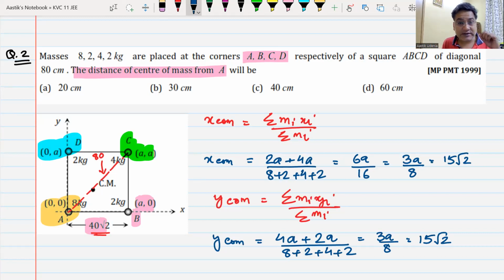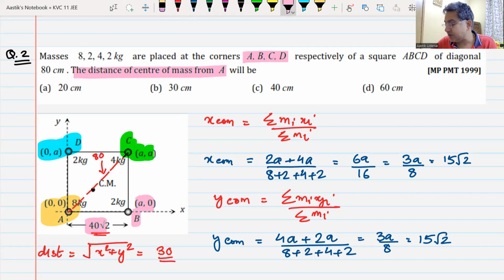I have to find out the distance of the center of mass. So the distance of center of mass will be under root of x square plus y square. That is what you had to do. So 15 root 2 square plus 15 root 2 square. And I think the answer that you will get is 30. And that is the answer that we are looking at. I'll give you 2 minutes to note this question down. Everyone has understood this? Note it down.